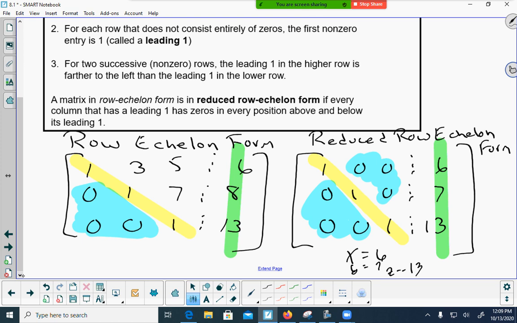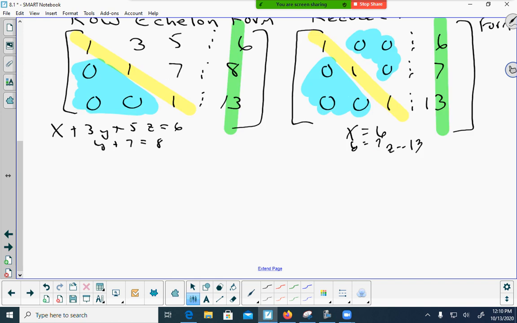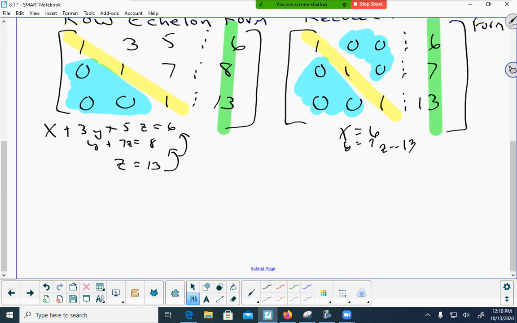If I went to this row echelon form, I would have x plus 3y plus 5z is equal to 6. Y plus 7z is equal to 8, and z is equal to 13. This gives me the opportunity to do the back substitution. That's row echelon form. We're going to start doing two like this, and then we'll try and get one of those done, okay? That's my objective.